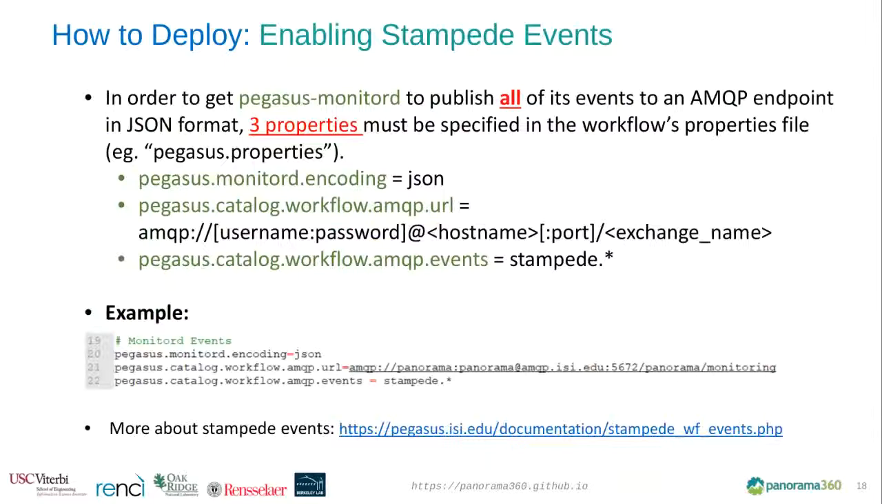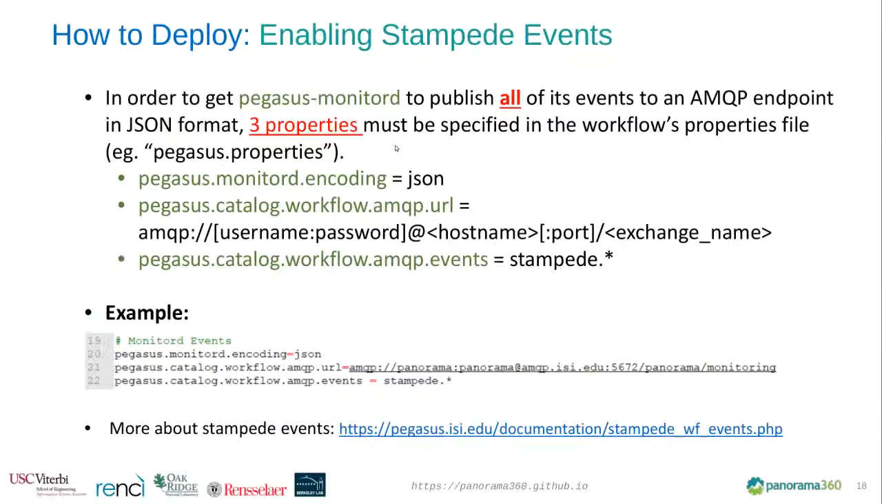So if you have a regular workflow configured, what you need to do in order to enable our monitoring on the workflow is basically enabling profiles in Pegasus. So for the Stampede events, what we need to add to our workflow metadata and workflow specification is three properties in the Pegasus properties file. First of all, we have to add pegasus.monitord.encoding equals JSON, and this will notify Pegasus monitord that it will have to create JSON output.